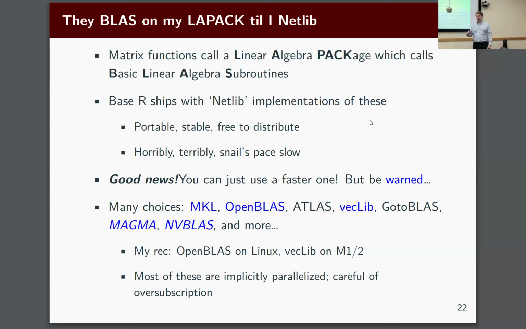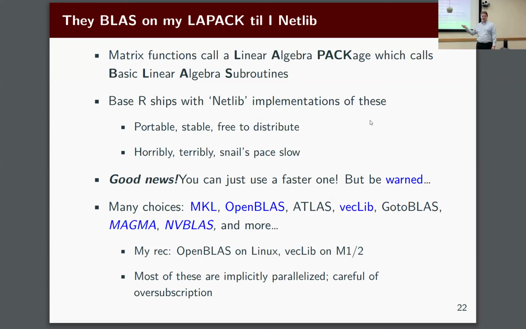But there are very highly optimized versions of these things available nowadays that you can swap out for the one that comes default in R. Base R ships with the so-called netlib implementation of BLAS/LAPACK. They're sort of canonical implementations, which are supposed to be very portable, very stable. Anyone can distribute them, which is why R sticks them in the distribution. But they suck. They're so slow. They're horribly, terribly slow.